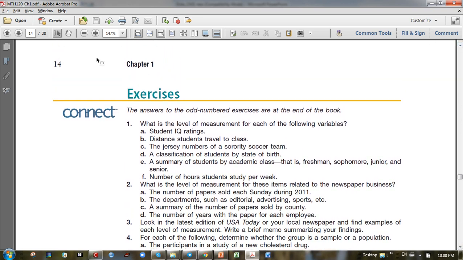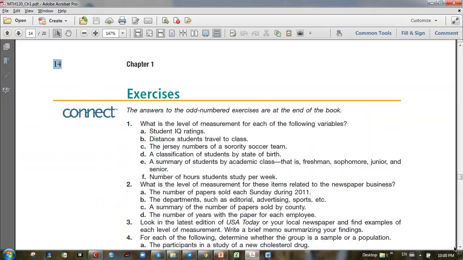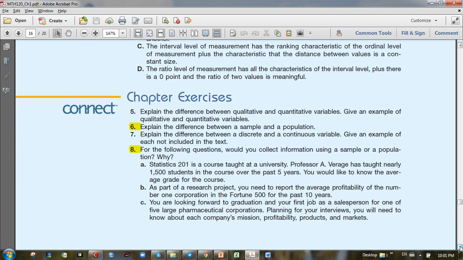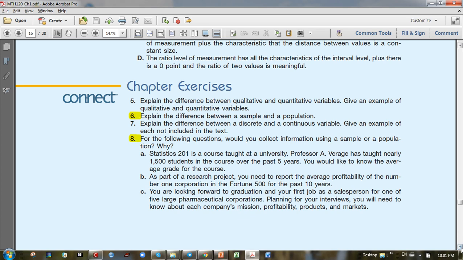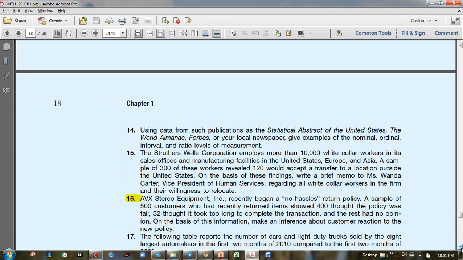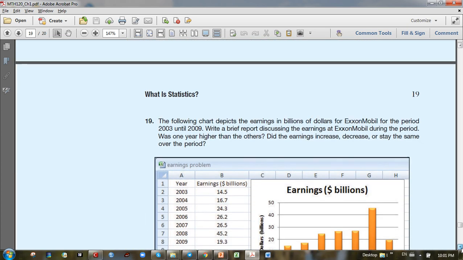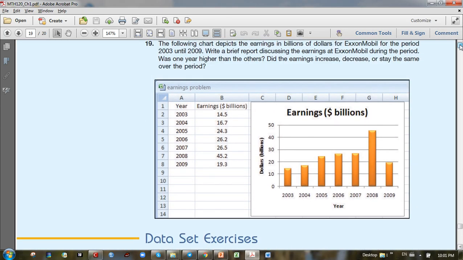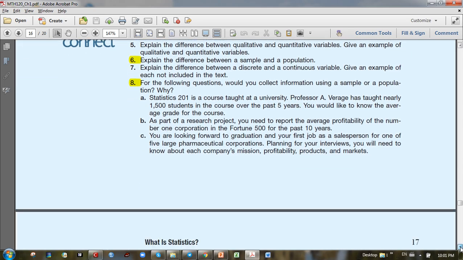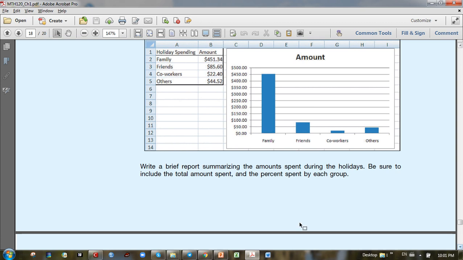So based on this book, you can see this is 14. Go to 16. Yes, this is 16. Number 6, number 8, 10, but not 12, not 14, 16, 18. Okay, so your homework includes numbers 6, 8, 10, 16, 18. Okay, so this is for your work.